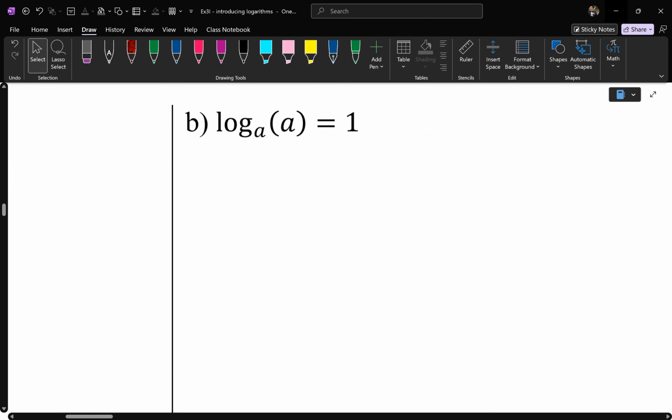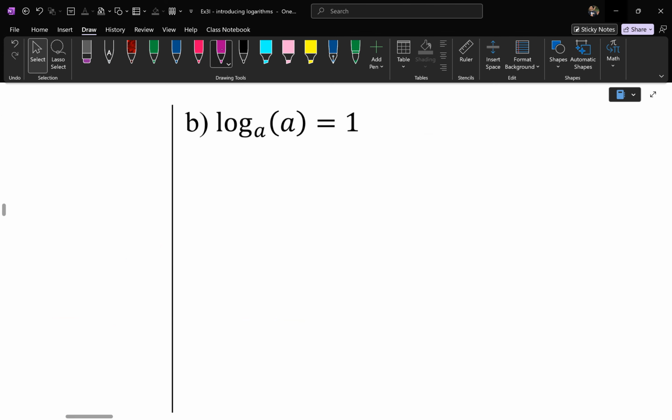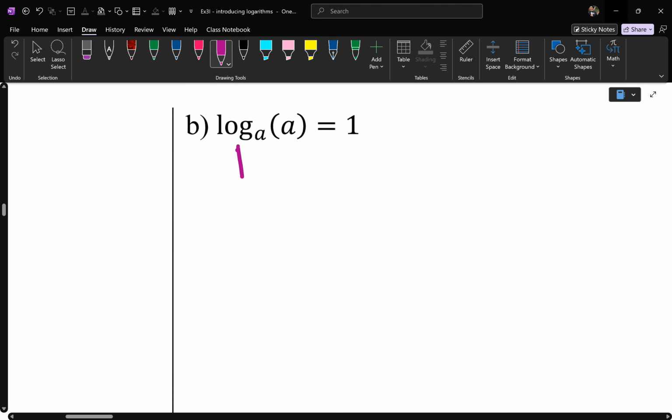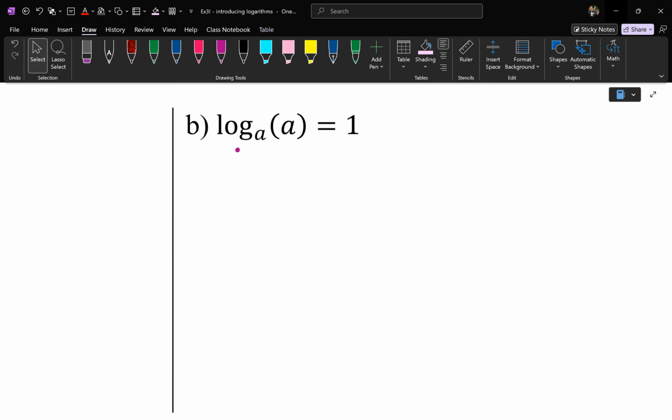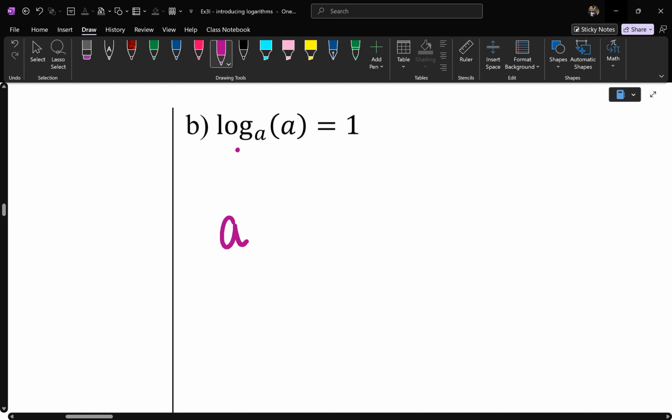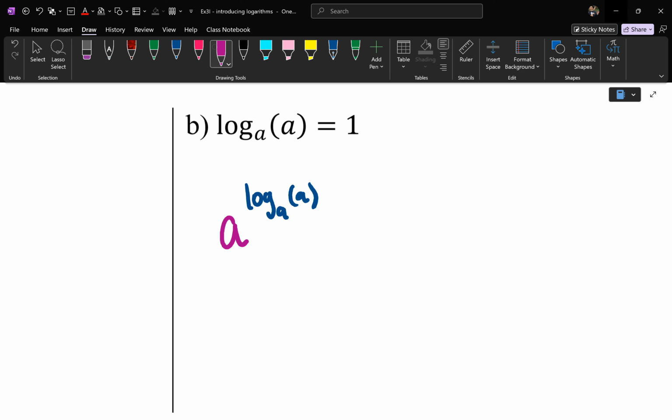Let's read this one. Let's balance it. What's the inverse of log again? Exponent. What's the base this time? A. So what I need to do is exponent base A on the left, exponent base A on the right. So here we go. A to the power of log A of A. And then on the right, A to the power of 1. See, that's my right side, that's my left side.